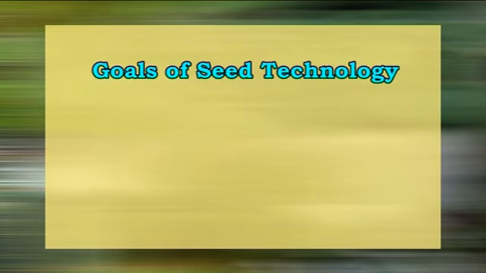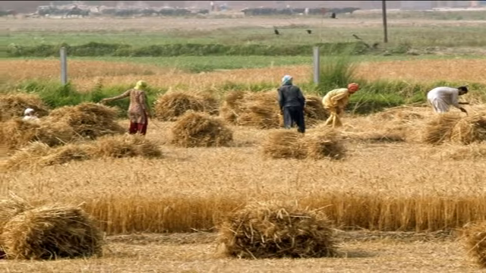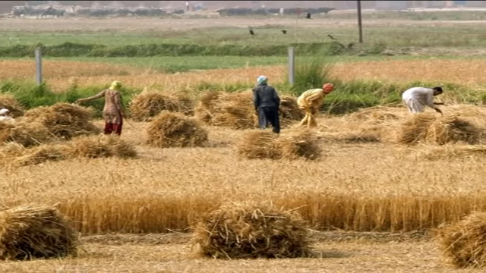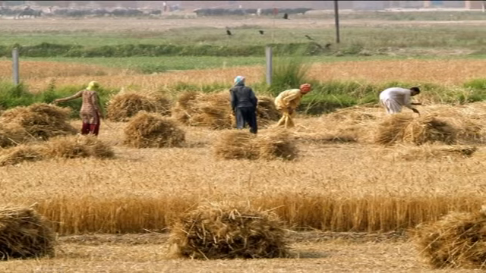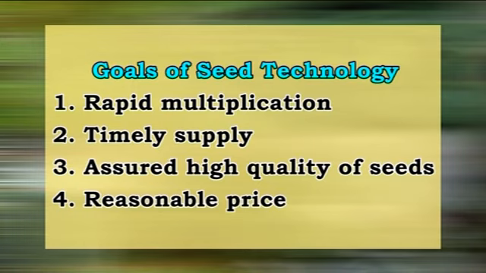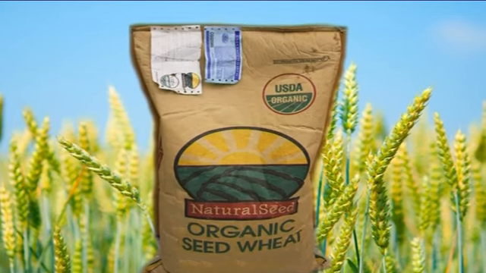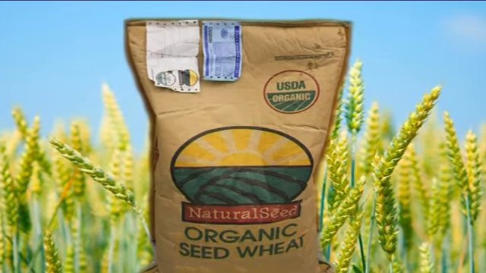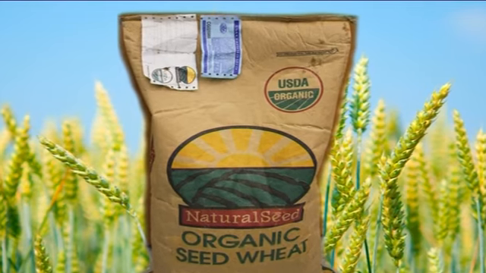Goals of seed technology are rapid multiplication, that is to increase agricultural production, and timely supply, so that new varieties are available in time. Next is assured high quality of seeds with good vigor and viability. Fourth one is reasonable price, that is, the cost of seed must be low to reach the average farmers.